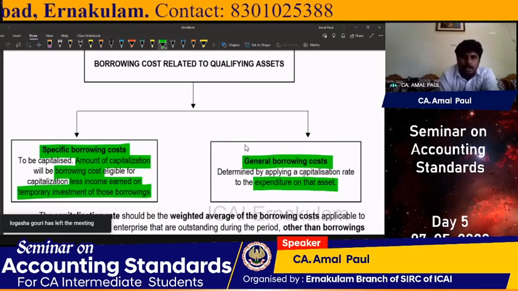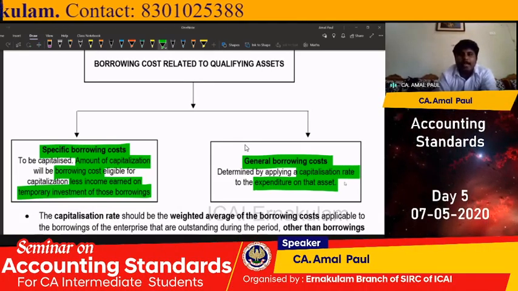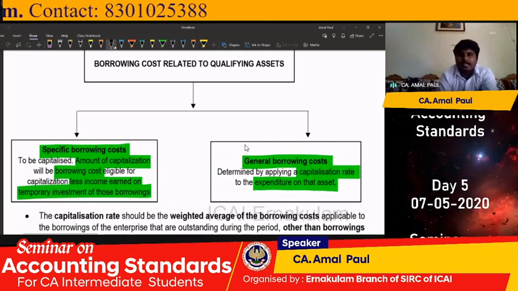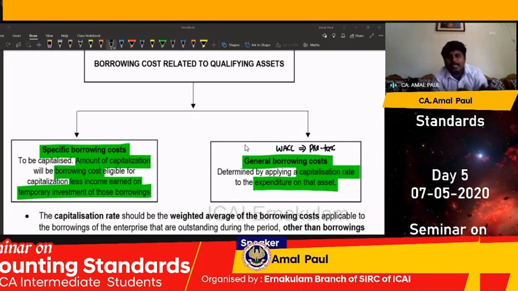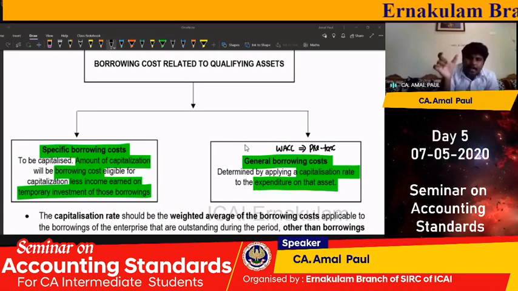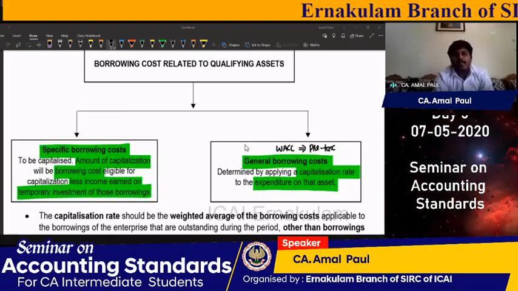into the capitalization rate. Capitalization rate is nothing but your weighted average cost of capital. It is your weighted average cost of capital. This is taken on a pre-tax basis. Okay, we are not adjusting for any tax element, tax savings. What we will be doing is that we'll simply take total interest, we'll simply take total average balance of loan, divide these two, that is interest divided by loan amount, you will get a weighted average cost of capital. That will be considered as your capitalization rate.